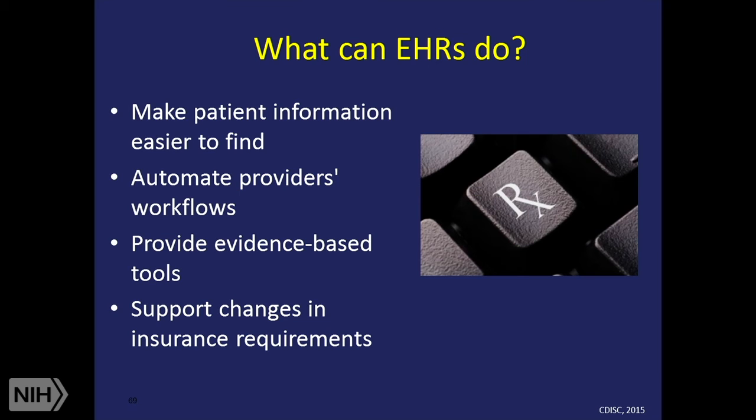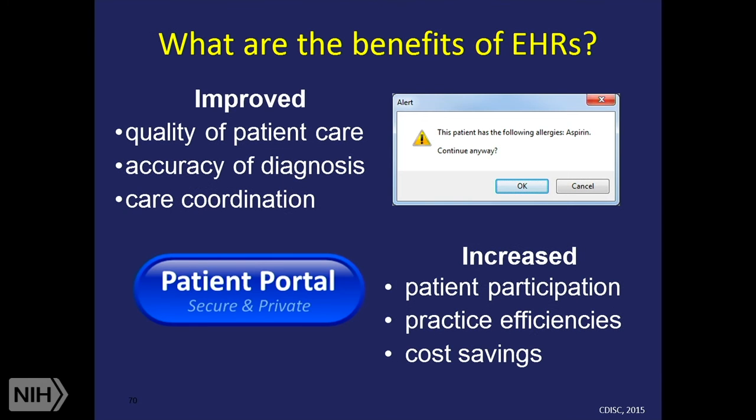So what can EHRs do? They make patient information easier to find, that's for sure. Automate provider workflows, provide evidence-based tools, as long as you can make sure that that's the source data. Support changes in insurance requirements, okay. That's sort of a general view. What are the benefits? Improved quality of patient care, accuracy. So a lot of good things can come about with EHRs, and the hope is that a lot of those EHRs can be used for clinical research.